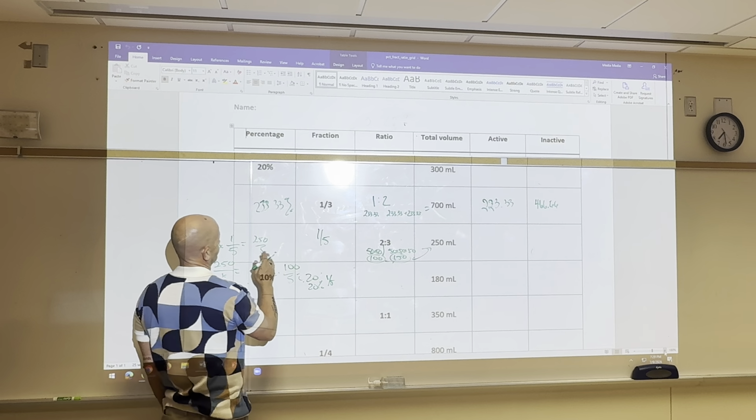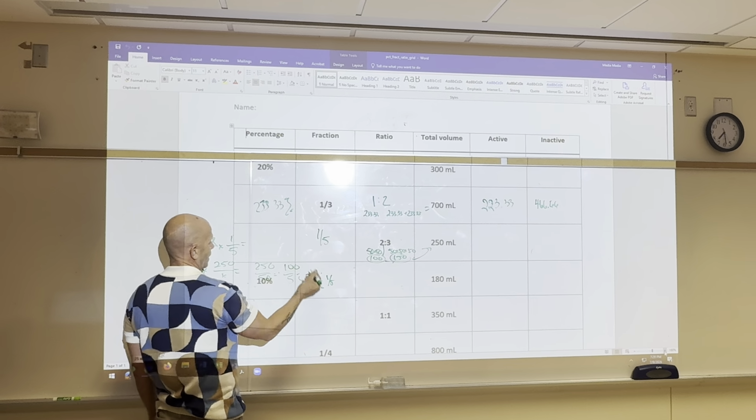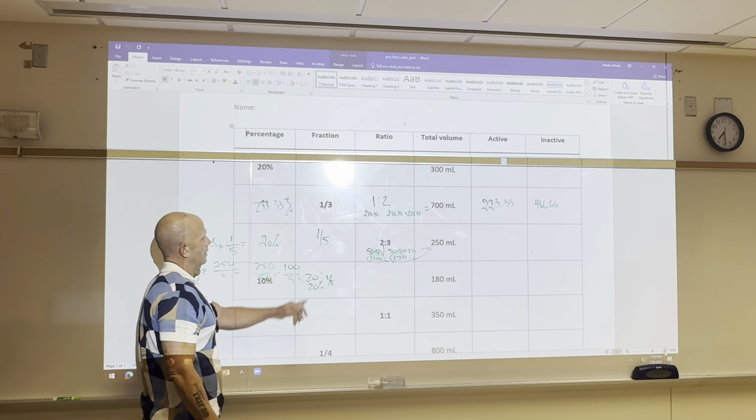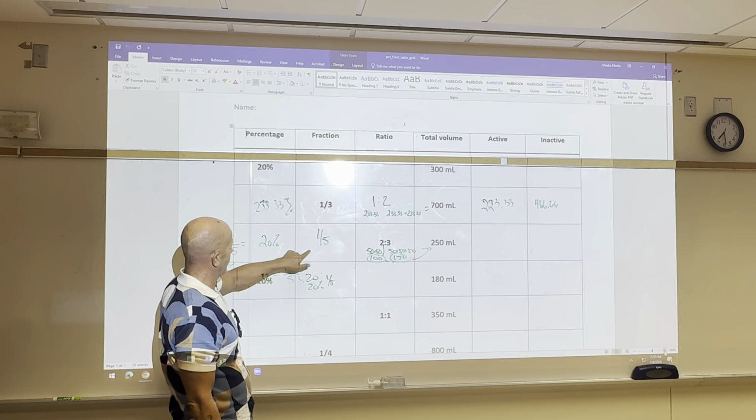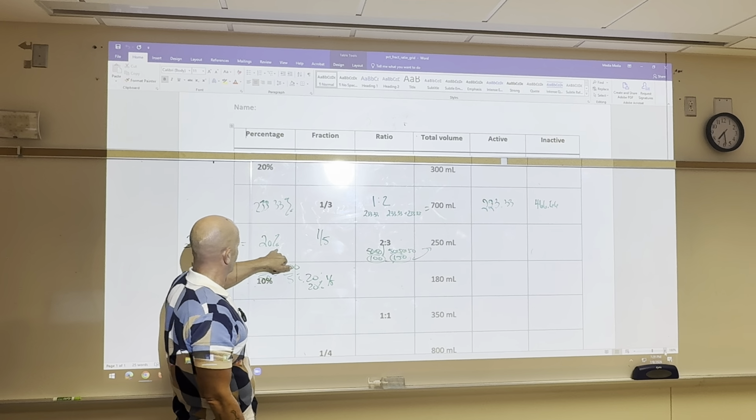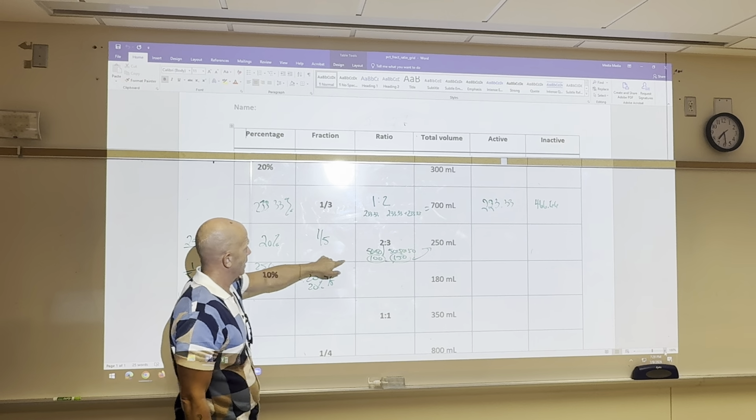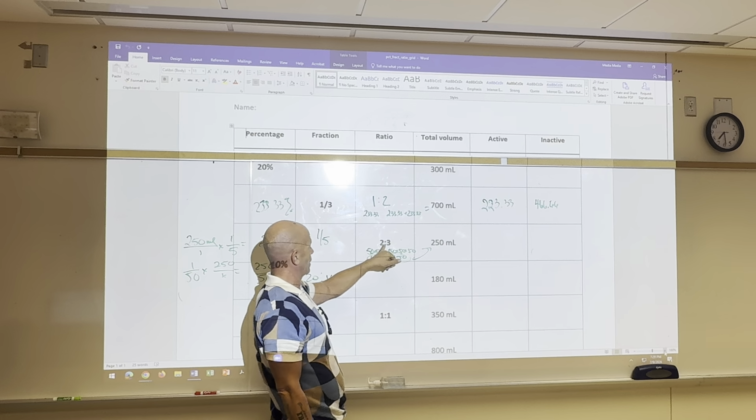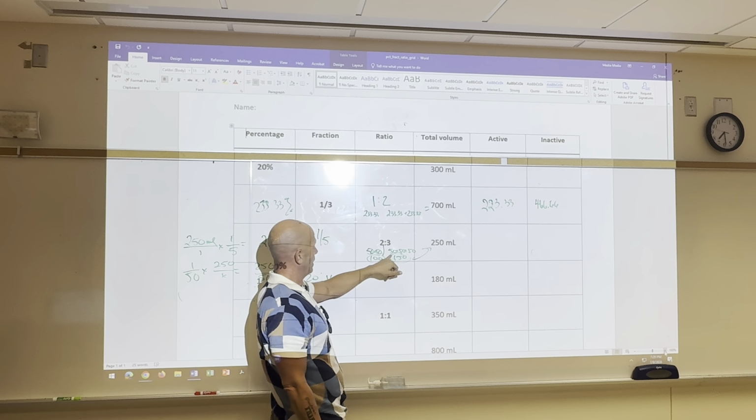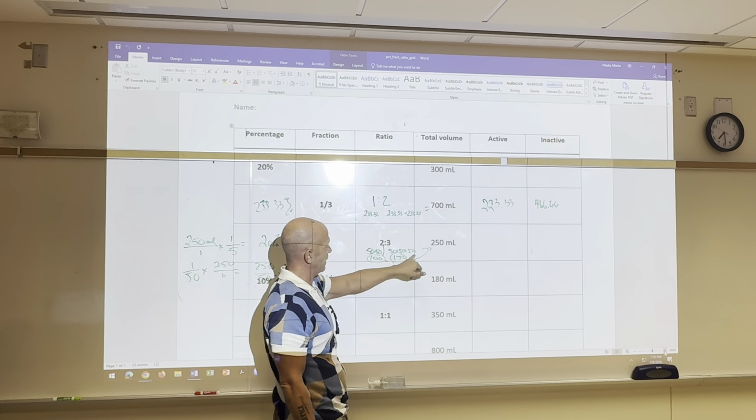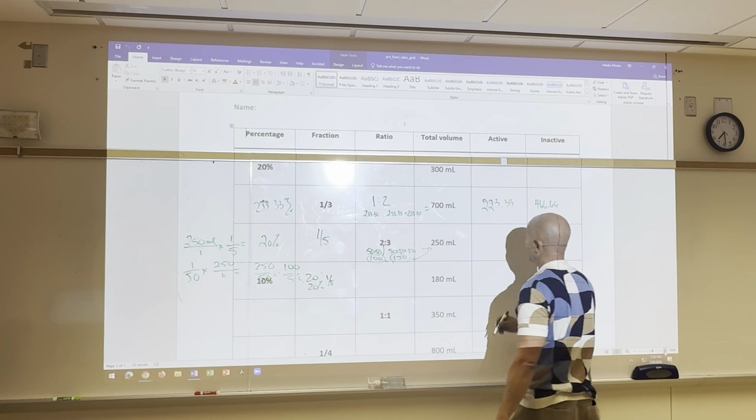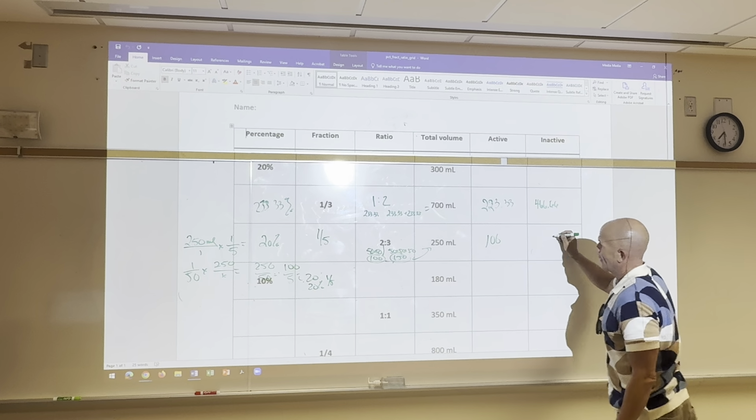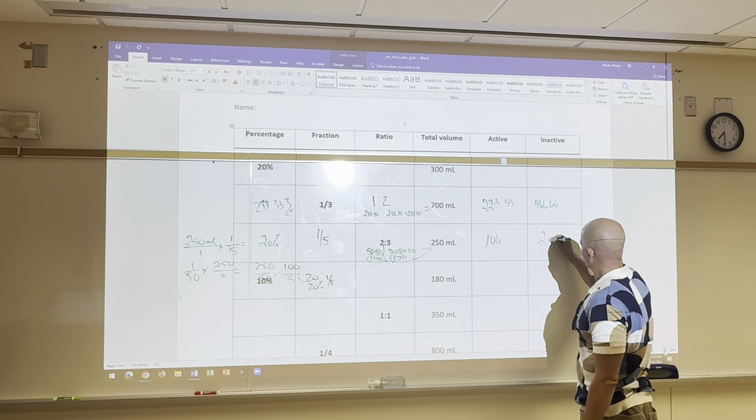Okay, so here's your answer. Your percentage is 20%. Your fraction is 1/5 because 20% of 100 is 1/5, because 20% goes into 100 five times. Over here, your ratio is 2 to 3 because you've got 5 parts. So 1/5. So you know 2 parts is 50 plus 50, which is 100. Plus 50 is 150, gives you 250. So what's our active ingredient? 100. See? 50 plus 50, and your total inactive is 250.